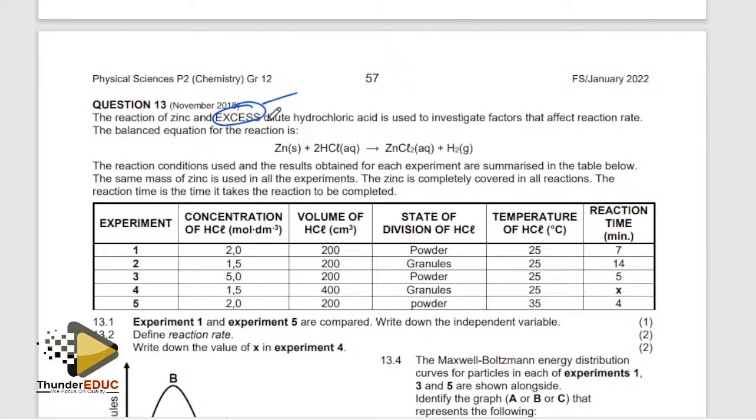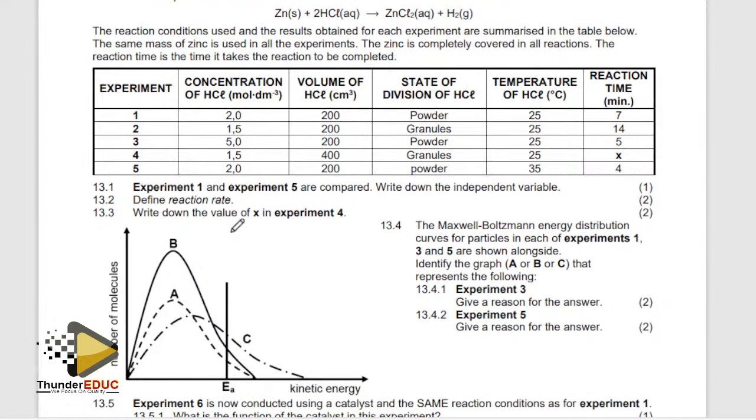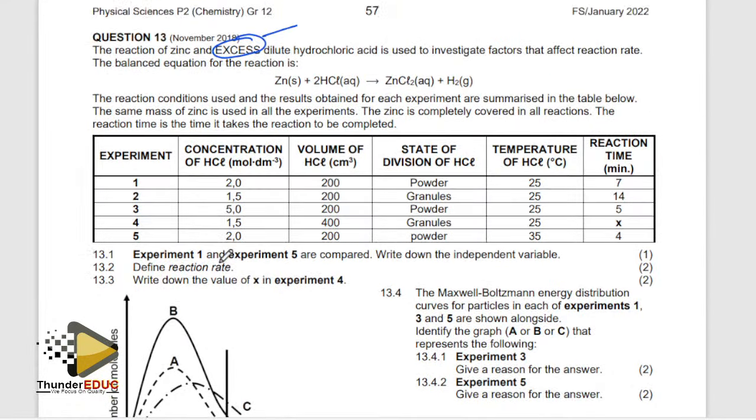So now, here is a question. Hydrochloric acid is used in investigating the factors affecting the rate of the reaction. Balanced equation: zinc plus hydrochloric acid gives zinc chloride. The reaction conditions used in each experiment are summarized in the table below. The same mass of zinc is used, completely covered, and the reaction time is measured. Question 1: experiment 1 and experiment 5 are compared. Write down the independent variable and the dependent variable.